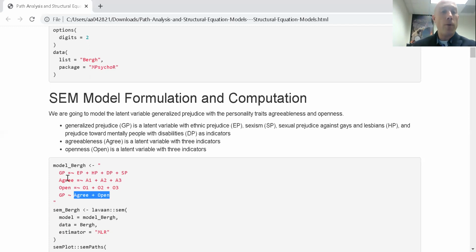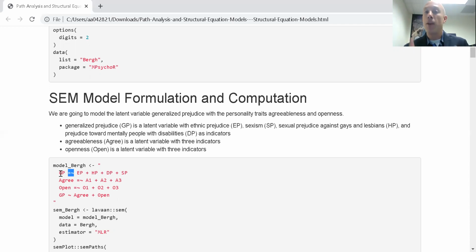Here is where we get the latent variable of generalized prejudice. This is where we get the latent variable of agreeableness. This is where we get the latent variable of openness. And this is where we're running regression. Remember, when I see the equal sign tilde in the lavaan package, that means we're saying manifested by. Equal sign tilde means manifested by.